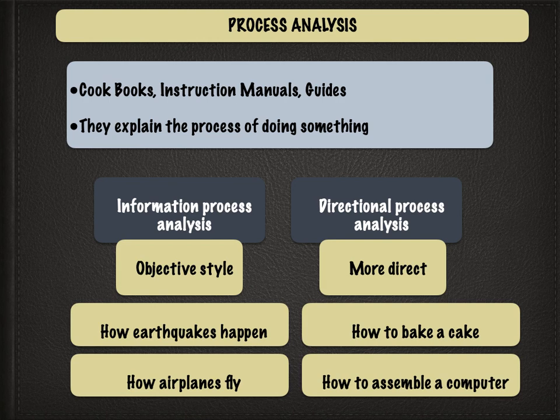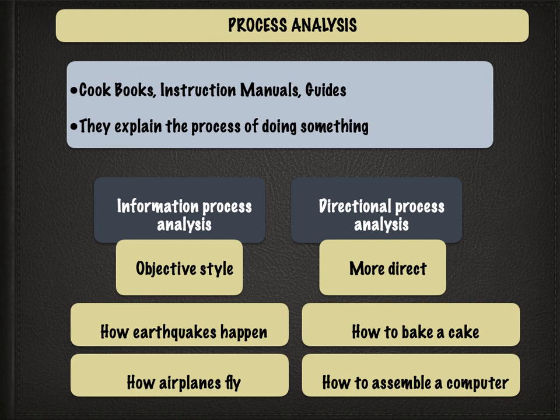You are just passing information, and the example here can be how earthquakes happen, or how aeroplanes fly, how snakes reproduce. So they are very, very objective in their tone, which means you are just giving the information. How earthquakes can happen, you are going to speak about those things like the different levels of the earth, what happens, this happens first, the second thing is this. So it goes like this. So there is nothing personal in that, there is nothing subjective.